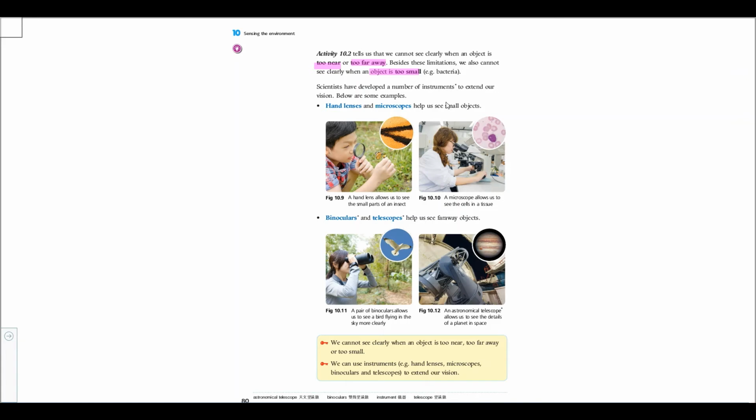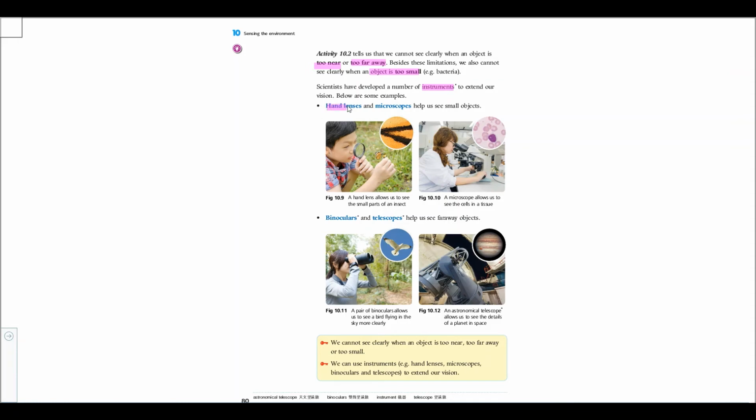So for too near, it is easy to solve, right? We just pick up the object and then place them further away. So the distance is proper for us to see it clearly. But then for too far away, we cannot reach the object, so we cannot make them closer. And also for objects that are too small, we cannot make them bigger randomly, right? It's difficult for us to make things bigger. So in order to solve these problems, we need different instruments, alright?